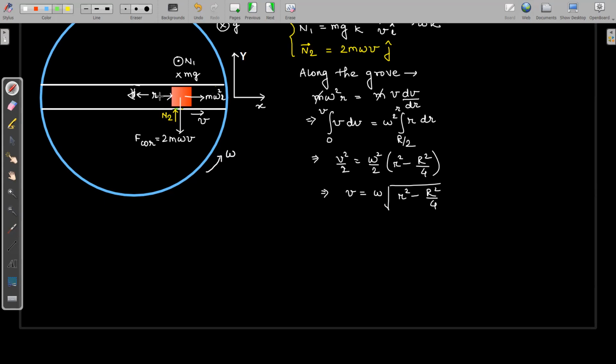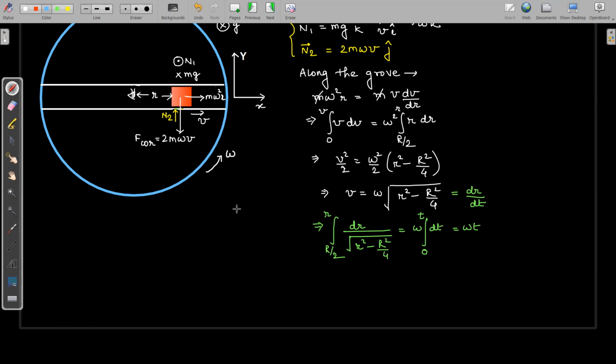Now since this velocity is responsible for changing the radial distance small r, I can write v as dr by dt. So if we write it as dr by dt, then dr divided by the square root of small r square minus capital R square by 4 will be omega times dt. Now again, if we integrate on both sides, at t equal to 0, we kept the block at a radial distance R by 2. And at time t, suppose the radial distance is small r. So the RHS of the integral is simply omega t.